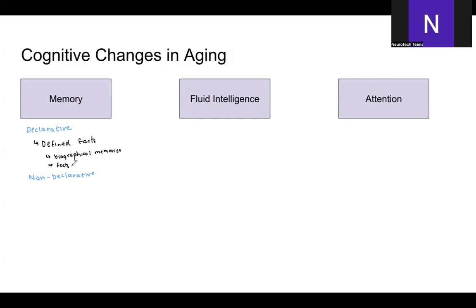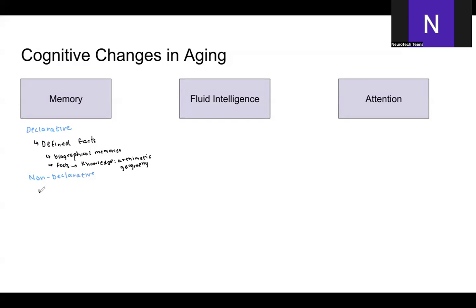So, for example, knowledge such as arithmetic, spelling and geography and more. So you guys get the concept, right?